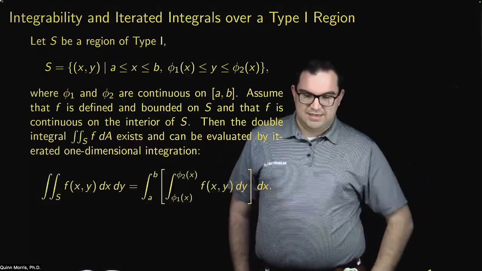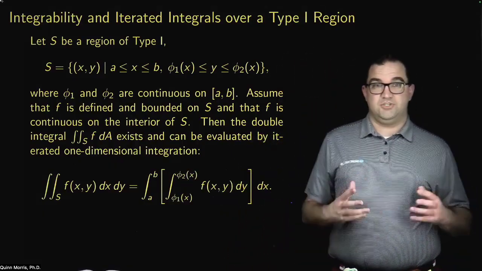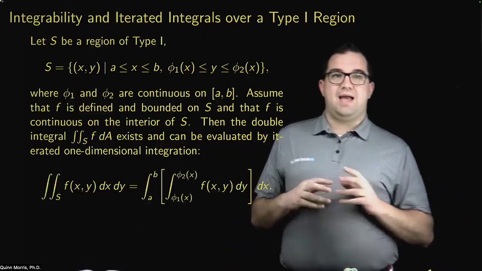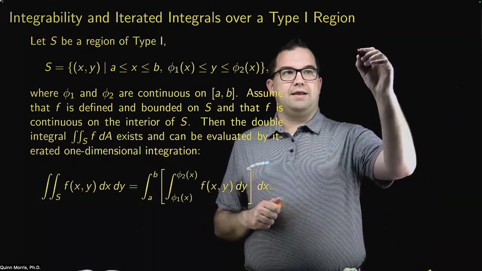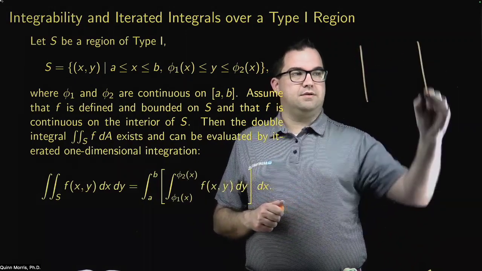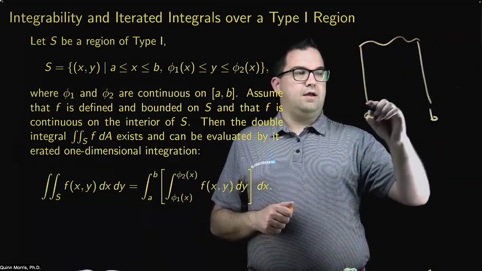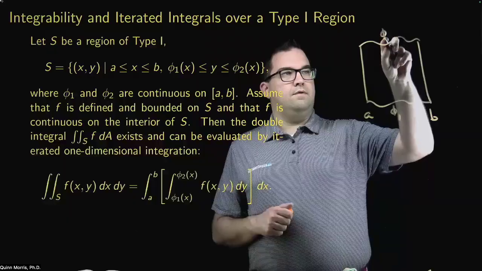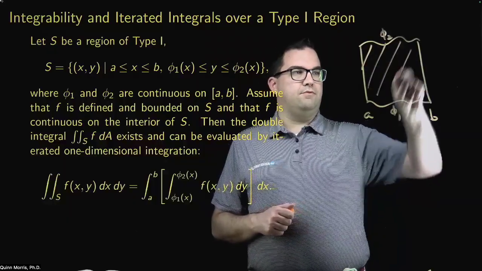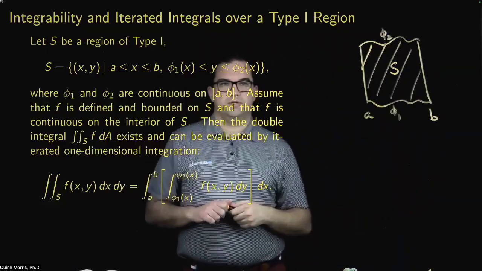So let's see why we really want to talk about these type 1 or type 2 regions. Imagine I have a region of type 1. Again, just to have the picture back in our head, the idea is I've got constants a and b, and then these functions phi1 and phi2 that are bounding my region. So here's my region. S in the plane is a type 1 region.